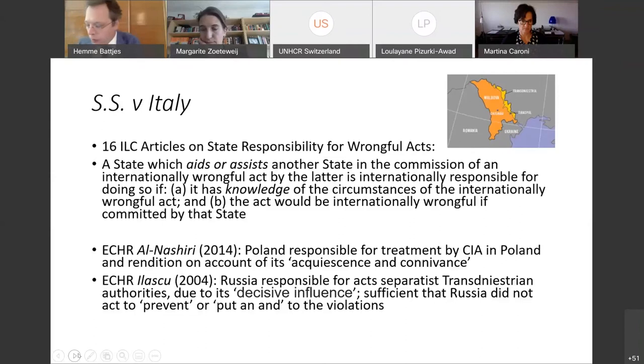Now, there's very little jurisprudence on this provision, so what is sure is mostly from the commentary of the International Law Commission. And from that we know that the notion of aid or assistance is very broad. It can take many forms. So financing or providing material support have been mentioned as examples. Furthermore, the International Court of Justice has ruled that it is not required that this aid is essential for committing the wrongful act. It is sufficient if it is a significant contribution.